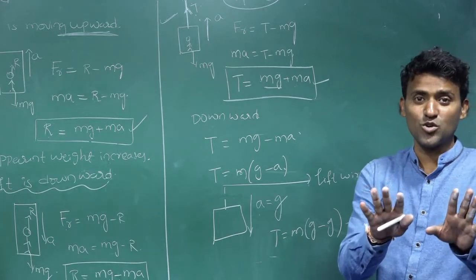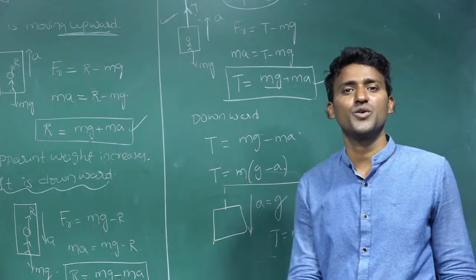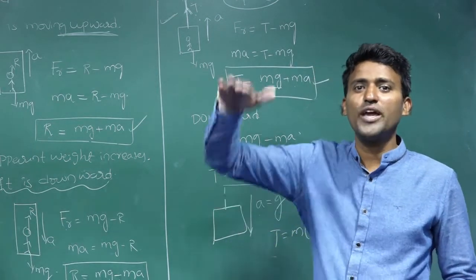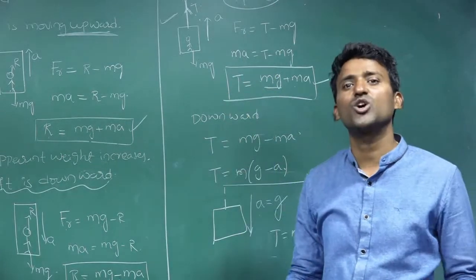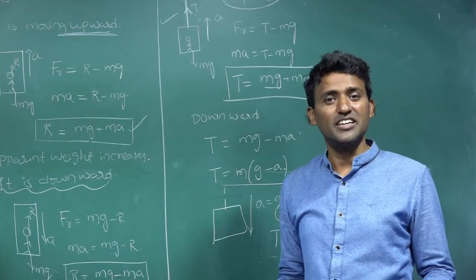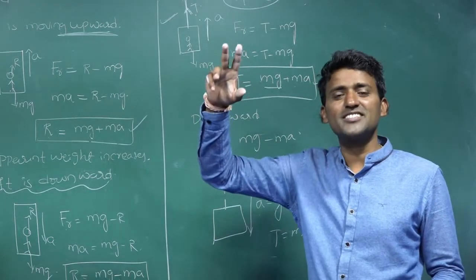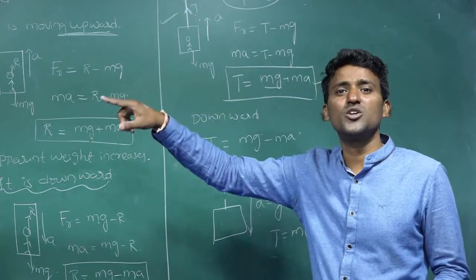And your weight also 0. When the lift is going in the upward direction, apparent weight increases. When the lift is moving in the downward direction, apparent weight decreases. If the lift wire is disconnected, your weight is equal to 0.